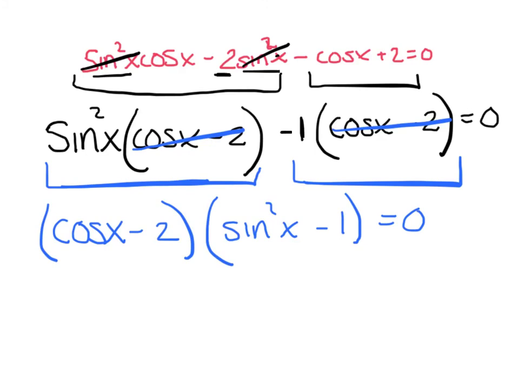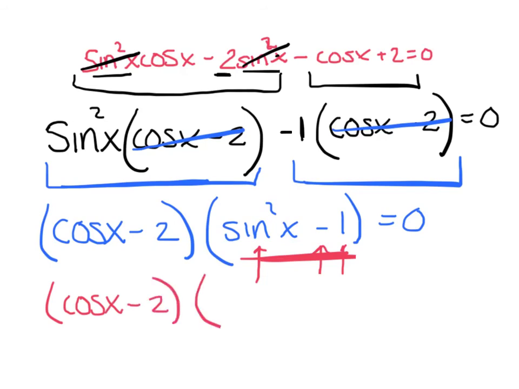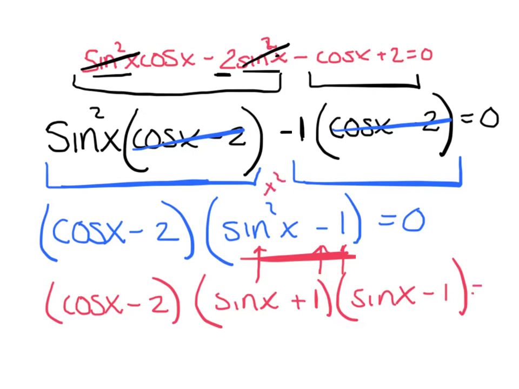Alright, now I'm not factored completely yet because I have a difference of two perfect squares here. There's my difference, and clearly these are perfect squares. So I've got cos x minus 2. Okay, how do I factor this? Well, I would just say sine x plus 1 and sine x minus 1. Just like if this was a plain old x squared, I'd say x plus 1, x minus 1.